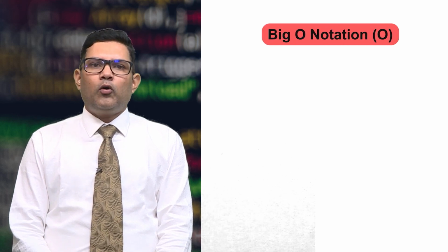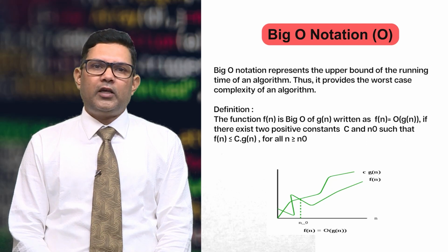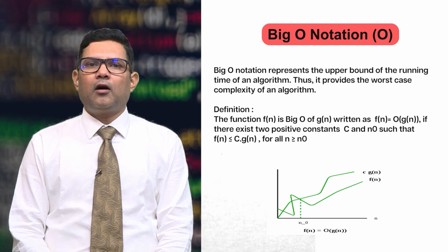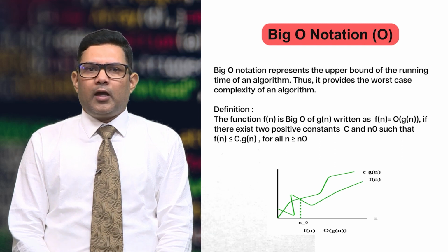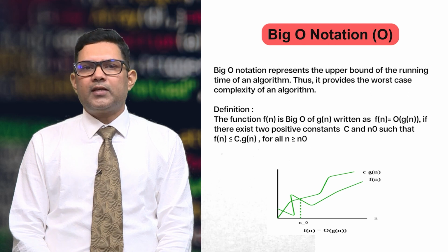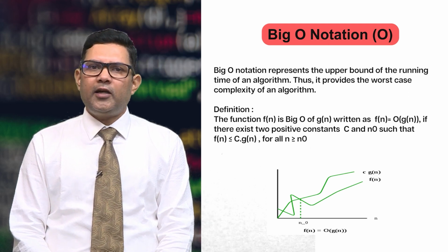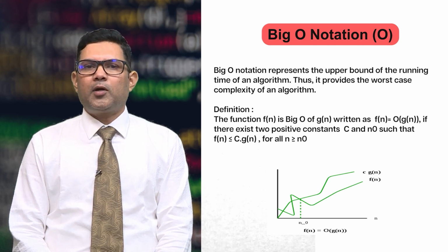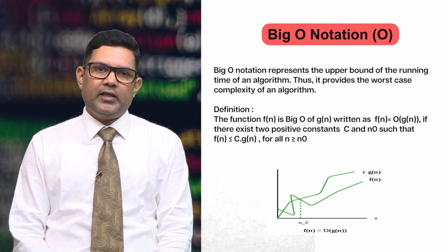So actually big O notation is used to find out the upper limit or upper bound of a given function or given algorithm. So big O notation represents the upper bound of the running time of an algorithm. So it provides the worst case complexity of an algorithm, because big O notation deals with upper limit or upper bound, so that we can relate it with worst case time complexity, because we know the worst case time complexity deals with the maximum value. For this reason we can correlate the things.